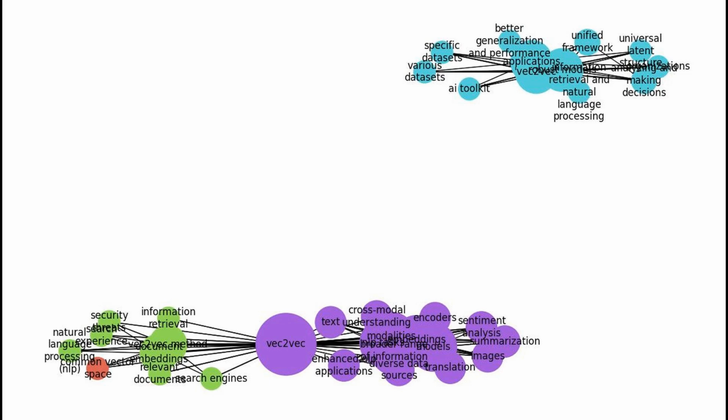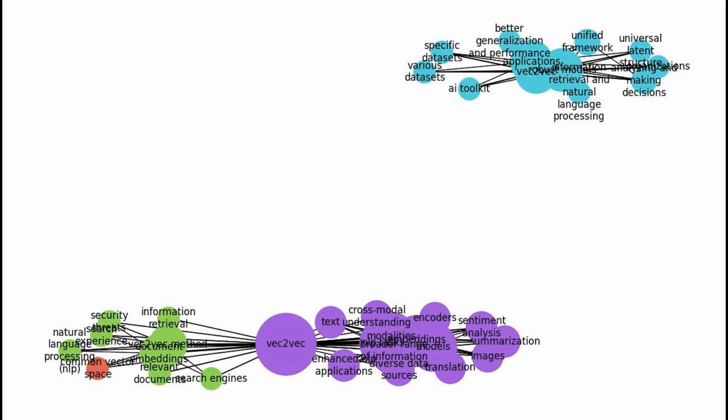Two, cross-modal understanding. Vec2Vec can translate embeddings from different modalities such as text and images. It can facilitate better understanding between these forms of data. For instance, it could help in applications where users want to find images related to specific text descriptions or vice versa. So this ability to bridge different types of information can lead to richer and more informative user experiences.